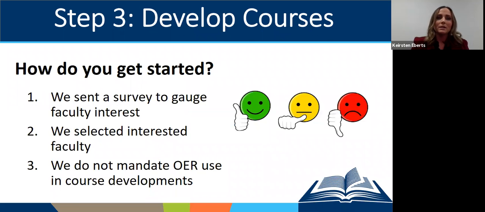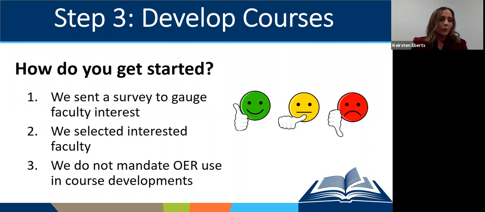Okay, so step 3, we're going to spend a little bit more time on step 3, which is developing courses. So how do we get started with developing courses? The first thing that we did is we sent a survey to all of our faculty to gauge interest. We wanted to see which faculty were excited about open educational resources and which faculty were maybe a little bit more hesitant. And we started by selecting faculty who were interested first.